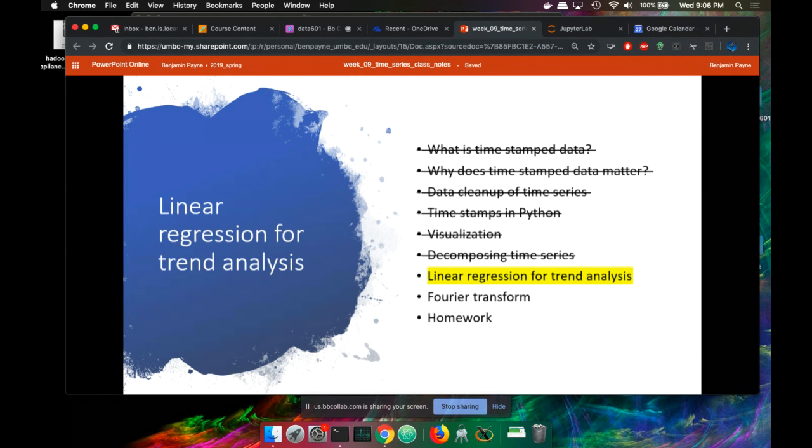I don't think we'll get to Fourier transforms. I might slide that into next week. This is to make sure we get some coverage on that.